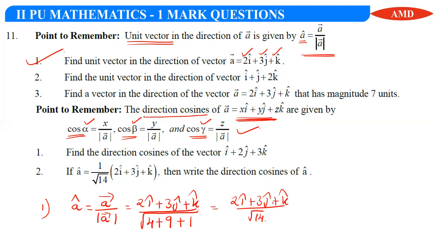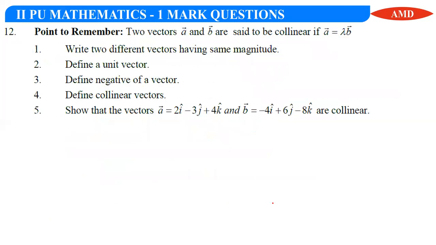Let me move on to the 12th question. Again, this question is from vectors where it may be a definition. What is a unit vector? What is the negative of a vector? What are collinear vectors? Or give example for two vectors which have the same magnitude but different vectors. So let me try this first question. Let me give one example.